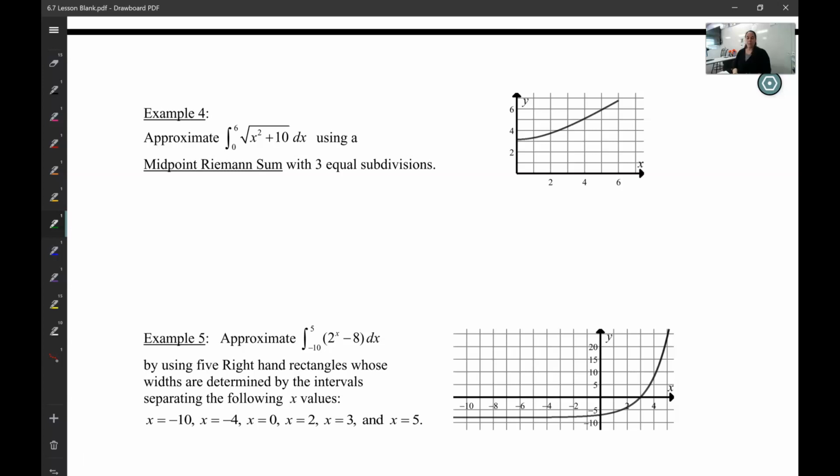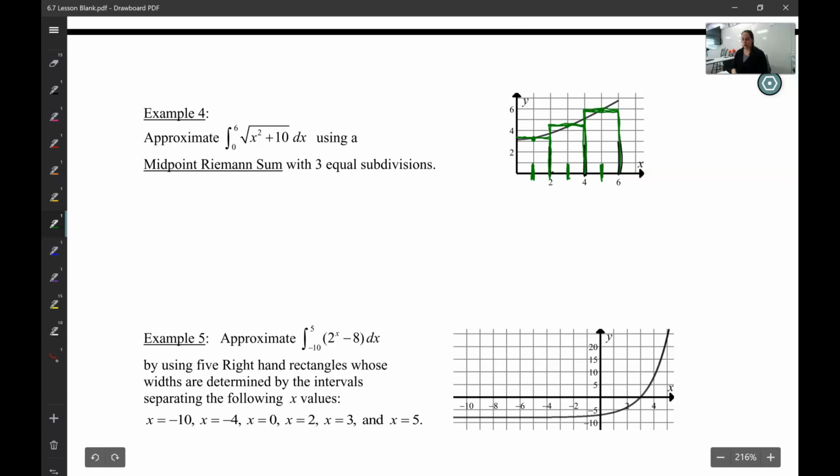We are going to do a midpoint Riemann sum with 3 equal subdivisions. So 1, 2, 3. Those are equal. And I need to do a midpoint. So midpoint. So there's the midpoint of my graph, about there. Go up midpoint. That's the third one. And here's the last one, right there.